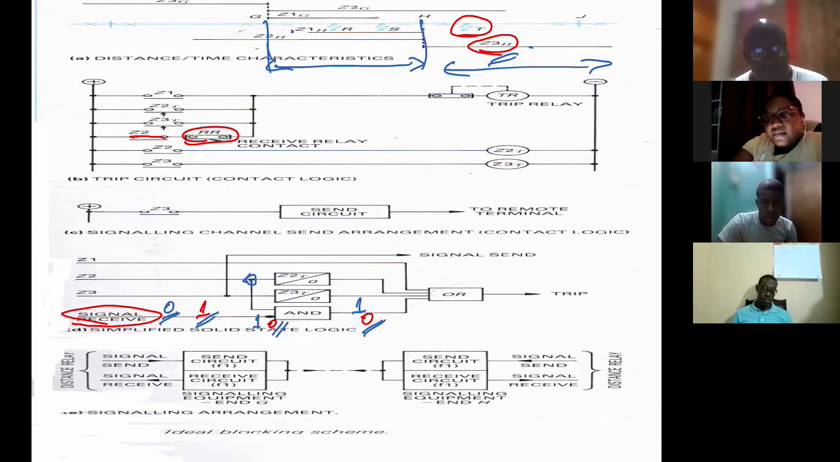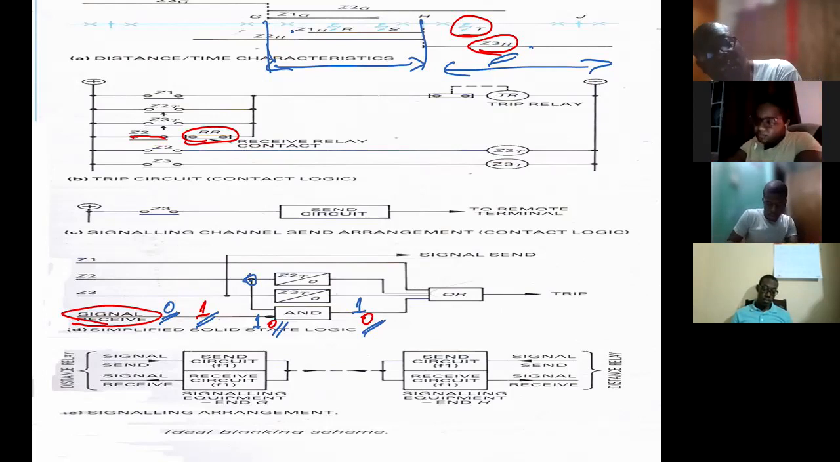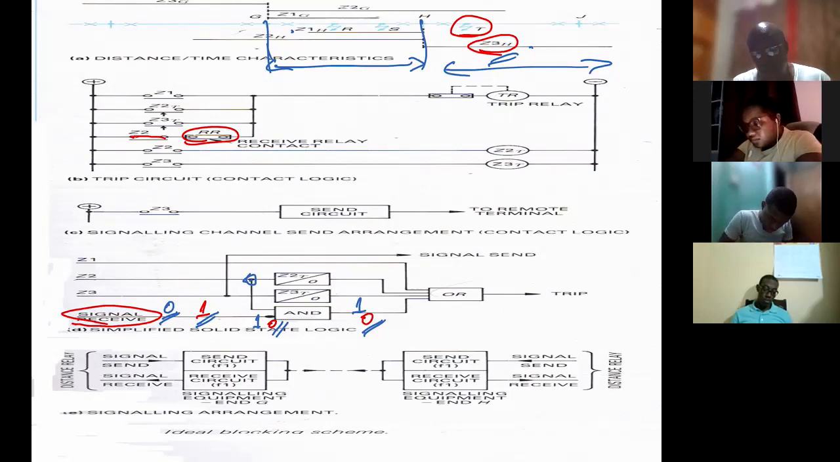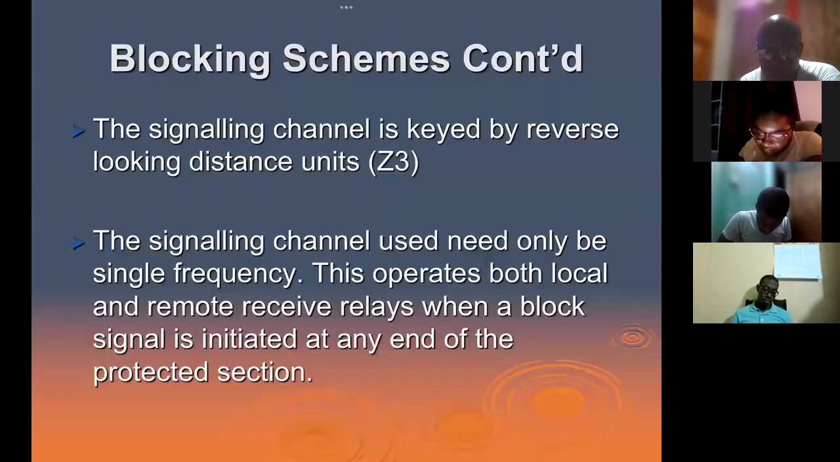We have a short time delay, which we refer to as a short time lag. Yes. We have a channel in service contact, which tells us whether or not the communication system is working properly. And all of those are put in series so that we have to check each of these boxes before we operate.